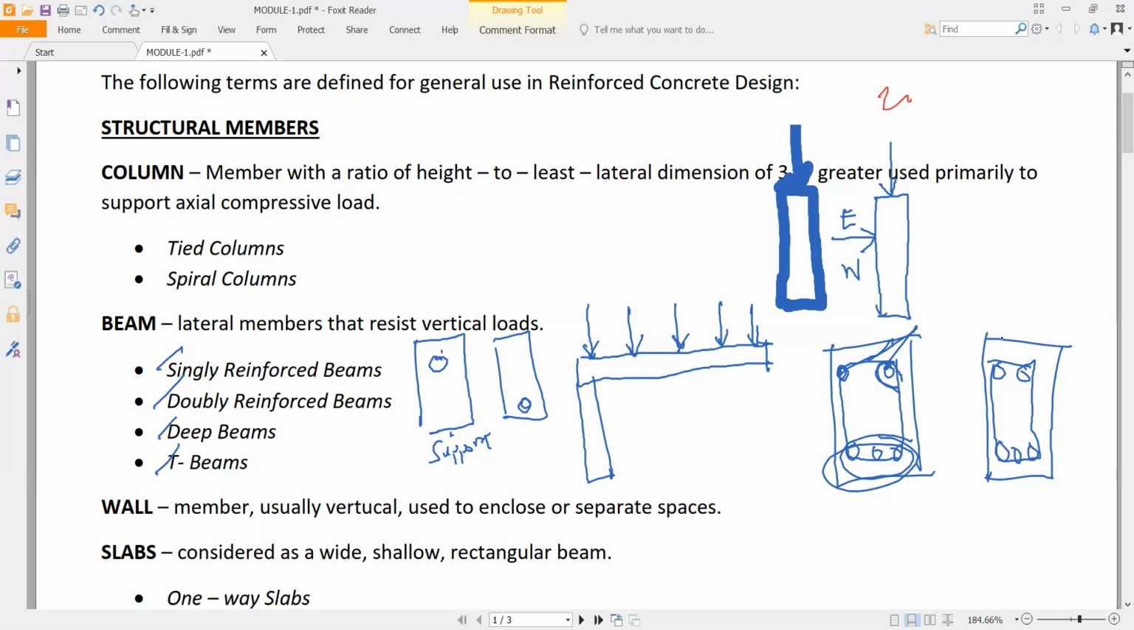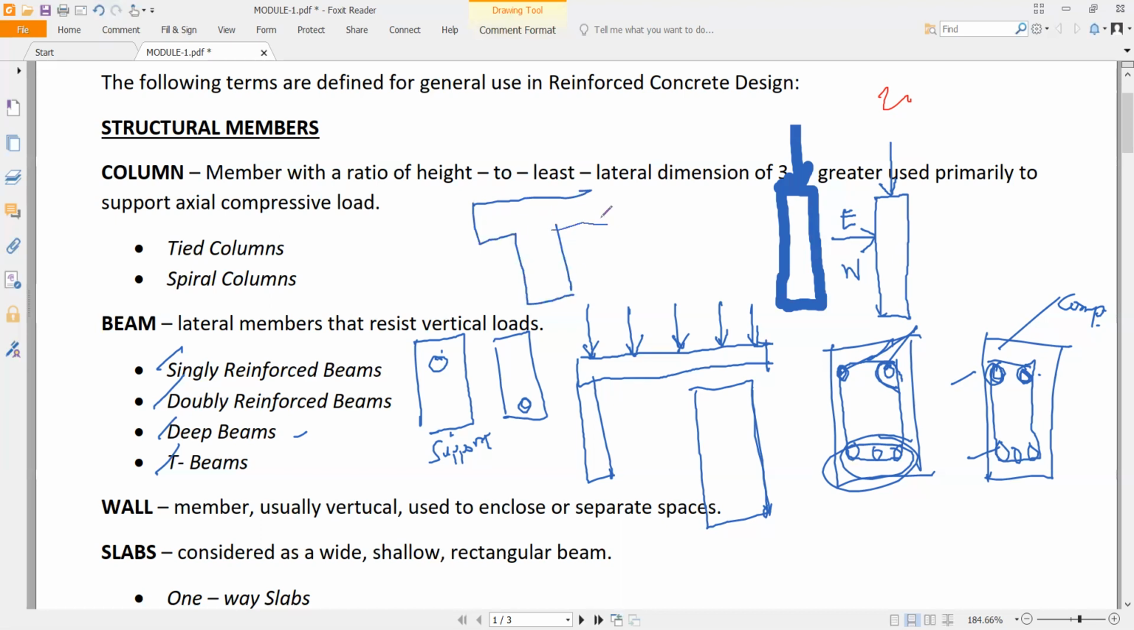So we add compression reinforcement. The concrete carries the compression, but because we reduce the size of the concrete, we need to place compression bars. So we design both the compression bars and the tension bars. Deep beams are beams that are very deep, with a height of more than 800 millimeters.